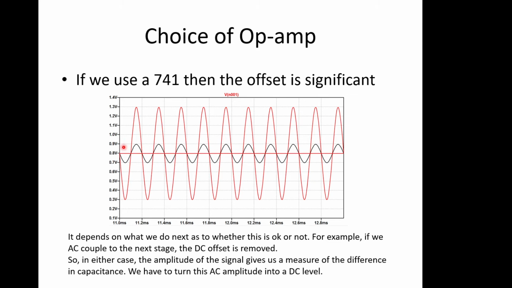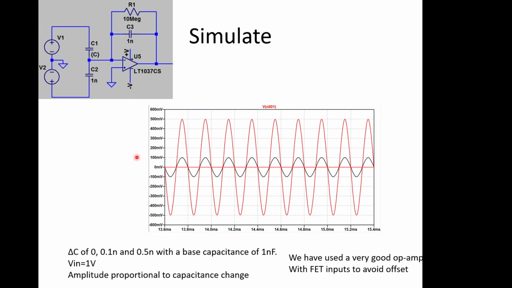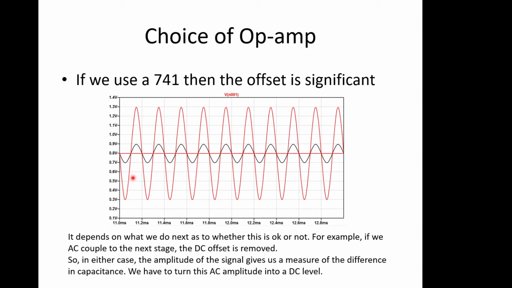And the answer is, well, yes, it does still work. But now we get significant offsets, because now we're offset at around about 0.8 of a volt rather than the 0 volts or close to 0 volts that this good op amp gave us. Right, so there's the significance of know your op amp. But that may or may not be okay. It depends on what we do next as to whether this is okay or not.